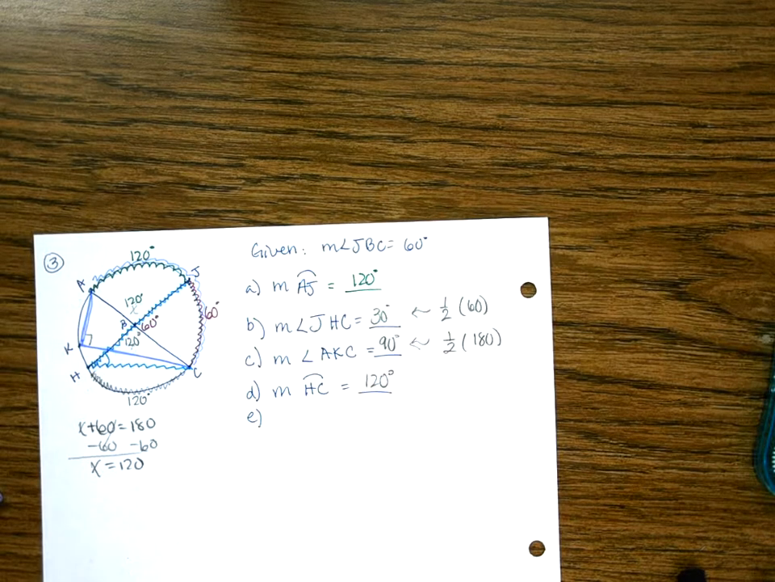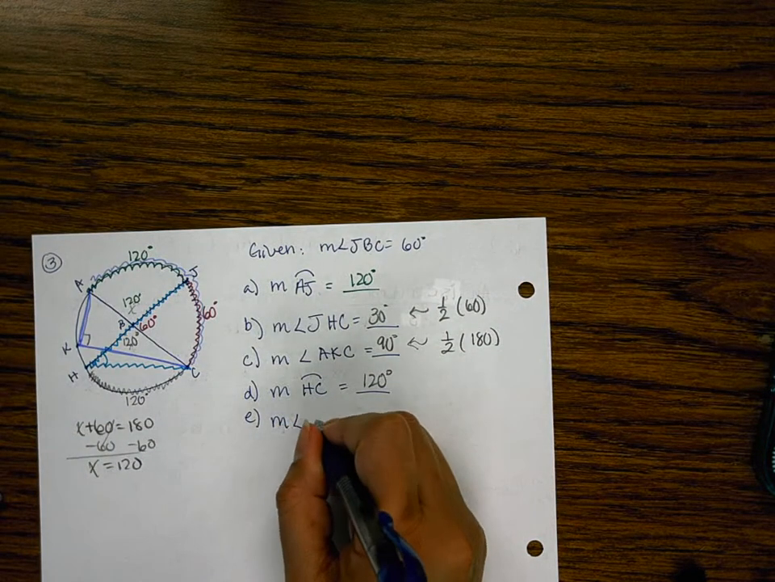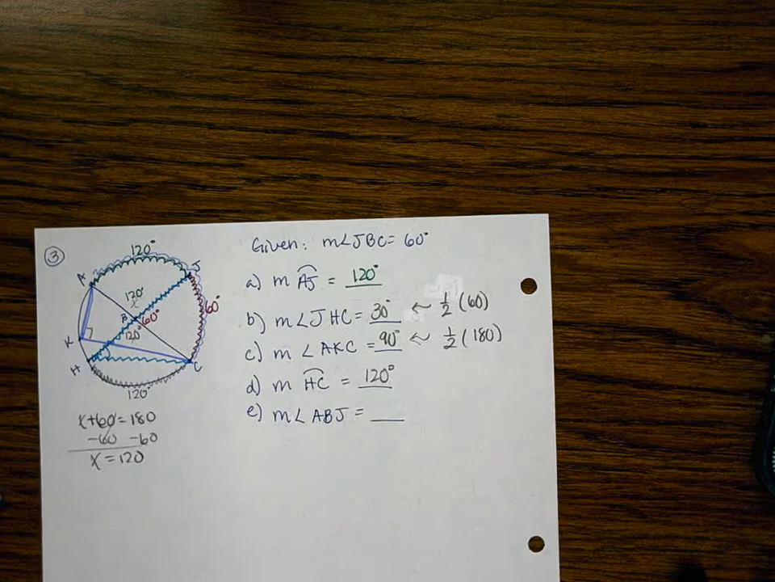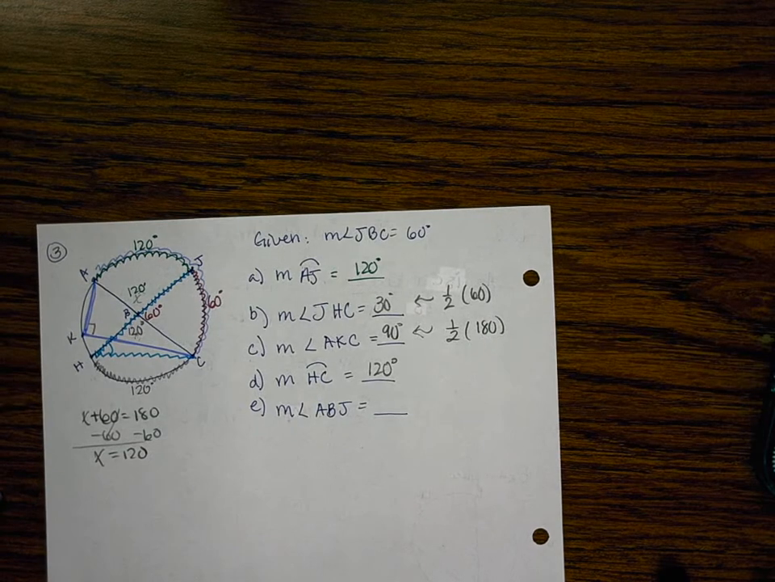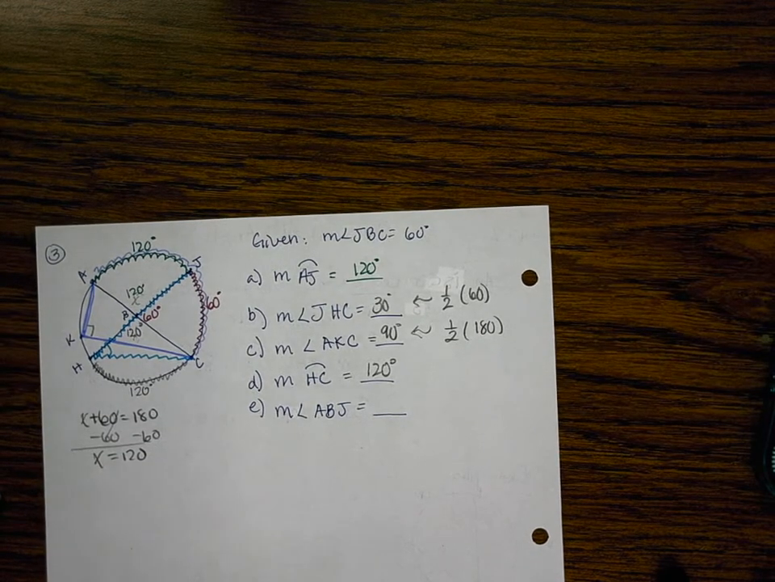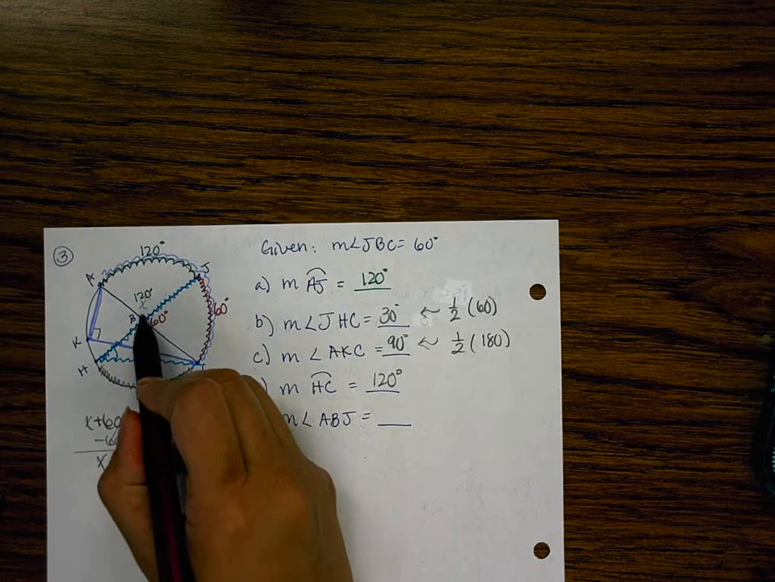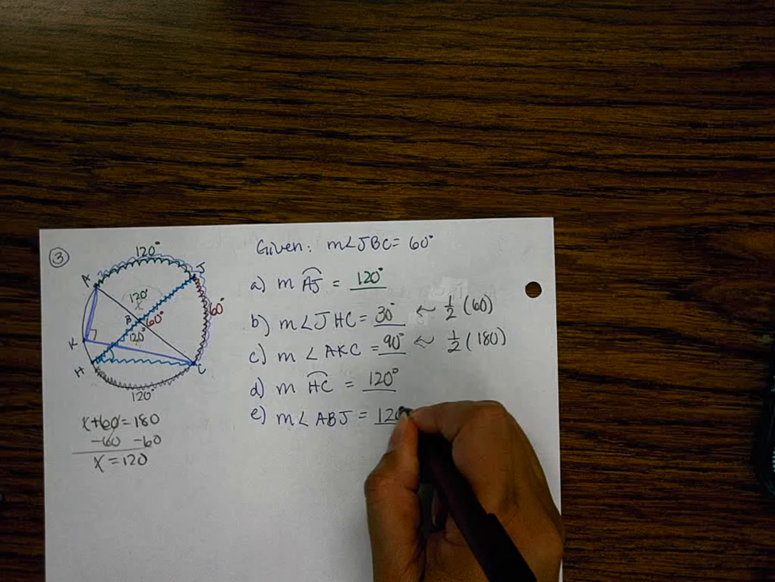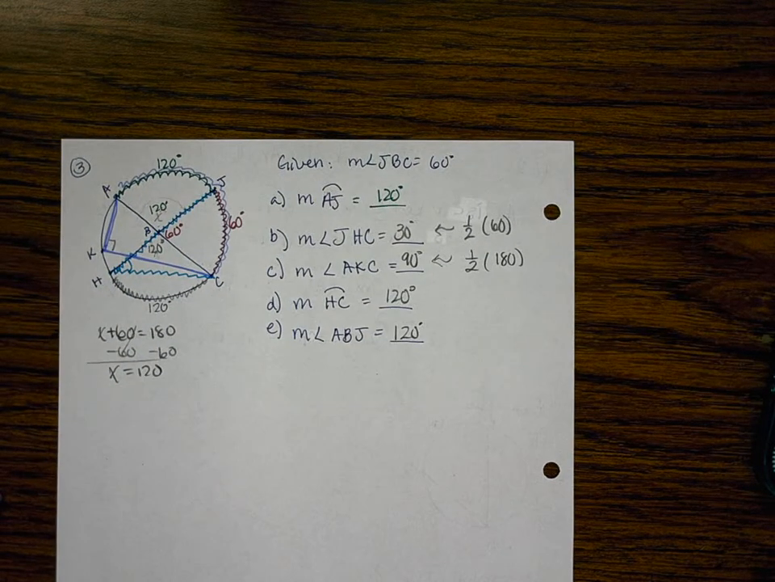Okay, letter E, the measure of angle ABJ. The measure of angle ABJ. ABJ, that one's pretty easy. We already have it labeled. The measure of angle ABJ is right here, ABJ. We already have that labeled. It's 120 degrees. All right, that is it for this lesson.